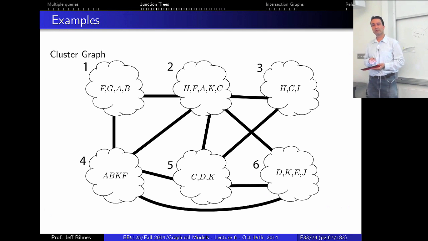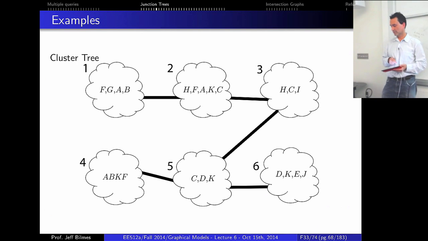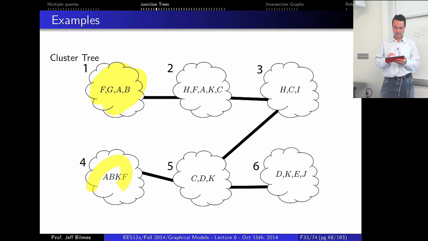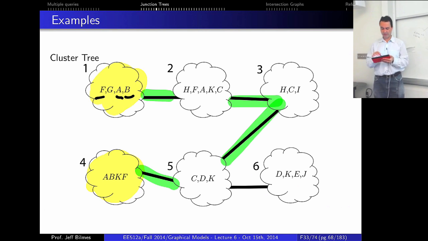So here's a cluster graph, right? This is a cluster tree, we're claiming. If we look, for example, at the intersection between, say, this one and this one, what's the intersection? So F is definitely there. G is not there. A is there. And B is there. So we have to make sure that on this path, F, A, and B live everywhere.